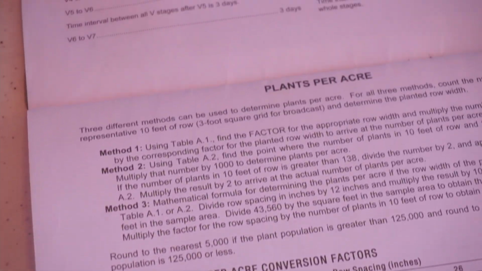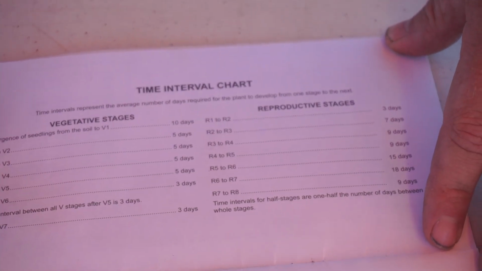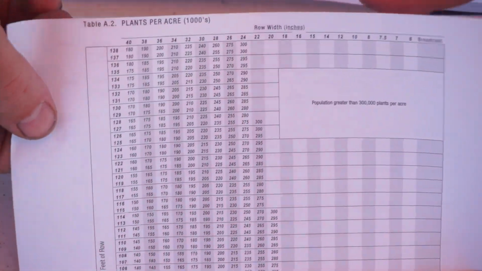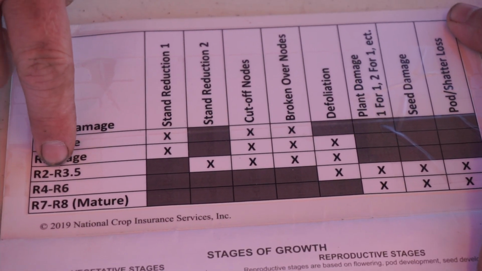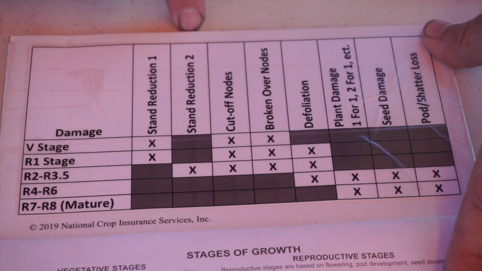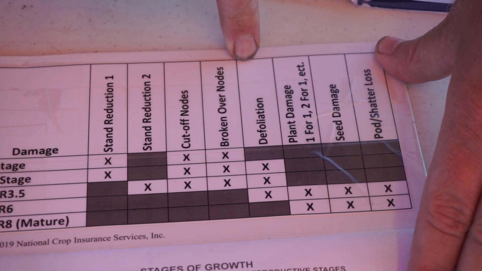We're going to count back. That's going to put us between R3 and R4. So this will be a R3.5 plant at damage. Back to our little cheat sheet. We're going to have an R3.5 plant. So we're going to have stand reduction, we're going to have cutoff nodes, and we're going to have defoliation.